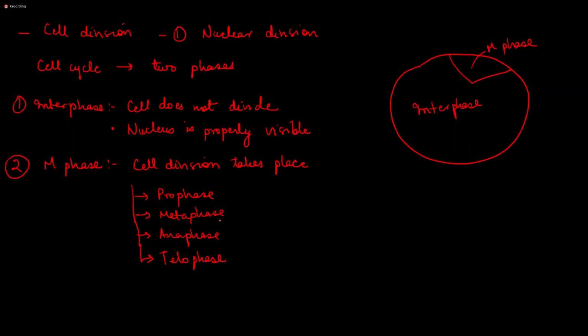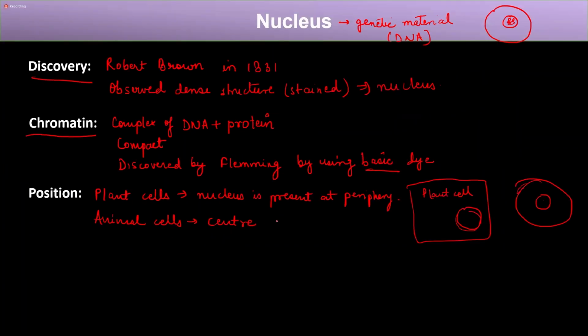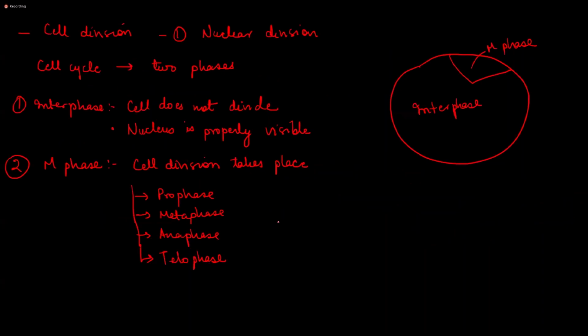But in this, when the chromatin or the chromosome is clearly visible, I just told that chromatin is a complex of DNA and protein. So the chromatin is visible properly during the metaphase. So in the metaphase, you can say chromosome. We'll see what is the difference between chromatin and chromosome, but we can write chromosome is clearly visible. So if you want to see a nucleus, you should see it during the interphase. But if you want to see the structure of a chromosome, it should be seen during the M phase, especially during the metaphase.